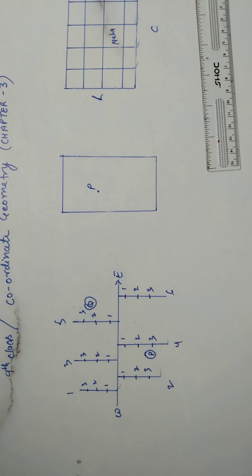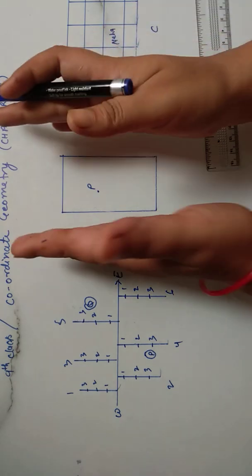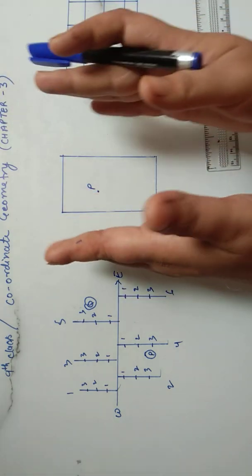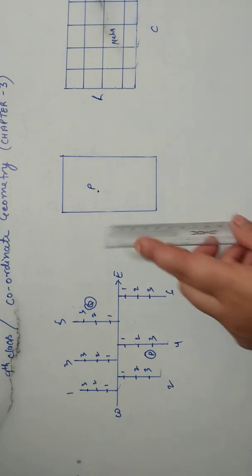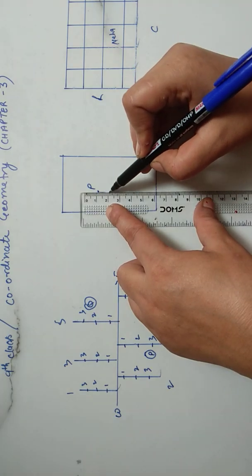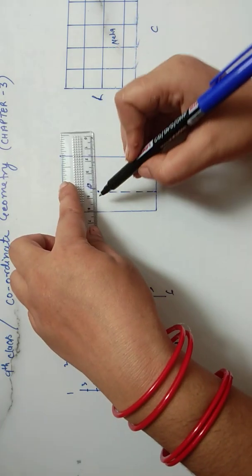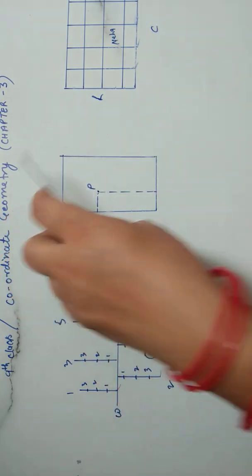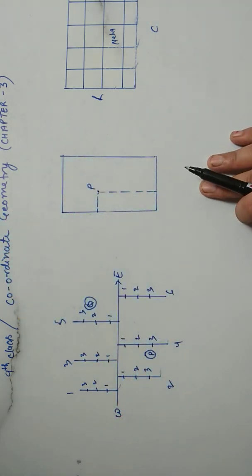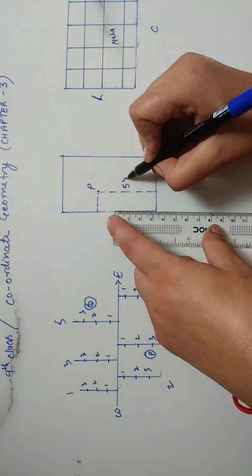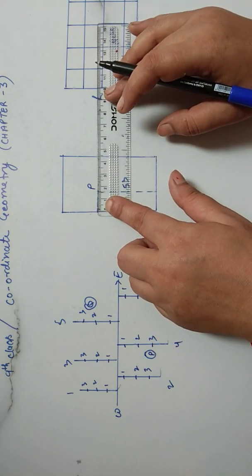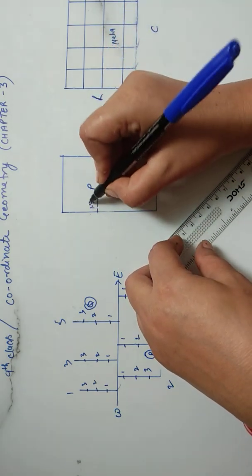One more example: this is a sheet of paper. On this sheet, or hardboard, I have put a point P and I want to locate its position, that is, where P is situated. So I try to find its dimensions. From the bottom edge, if I count, it is 5 centimeters, and from the left edge it is 1.5 centimeters.